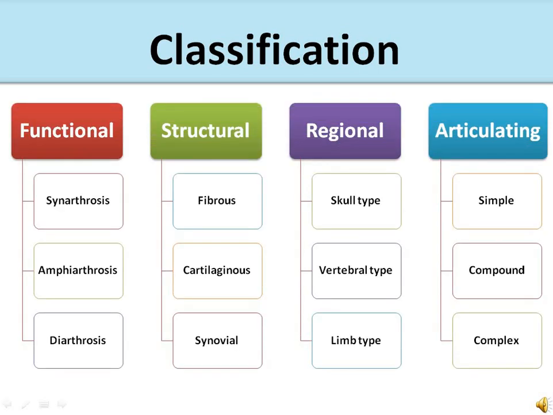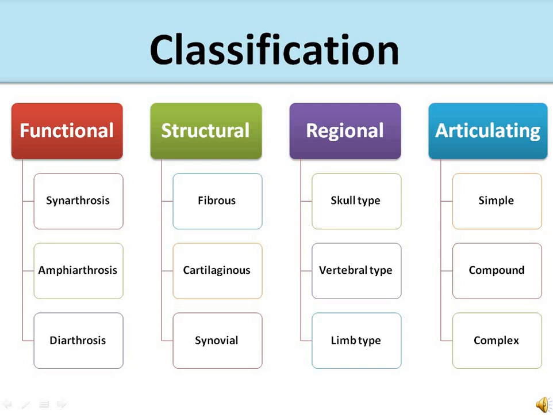Joints of the human body can be classified on the basis of the function, structure, region, and the articulation. Function classification is based on the degree of the mobility the joints possess, and these could be further subclassified into synarthrosis joints, amphiarthrosis joints, and the diarthrosis joints. Then the structural classification is based on the material that holds the articulating bones together, and these could be further classified into fibrous joints, cartilaginous joints, and the synovial joints.